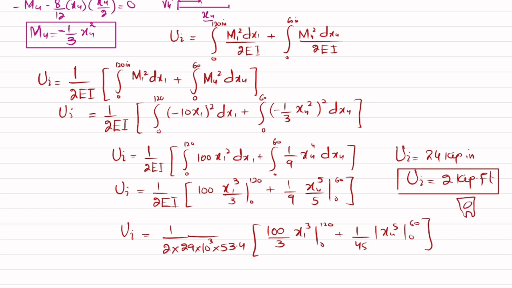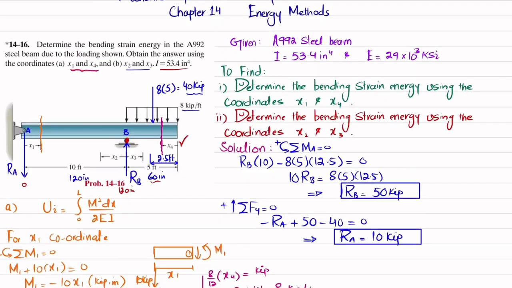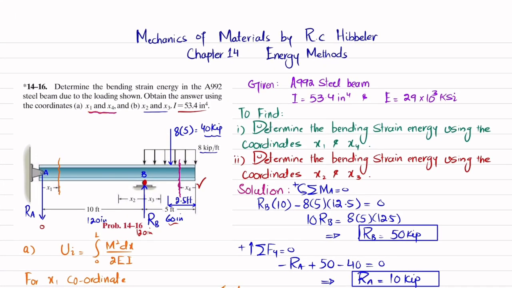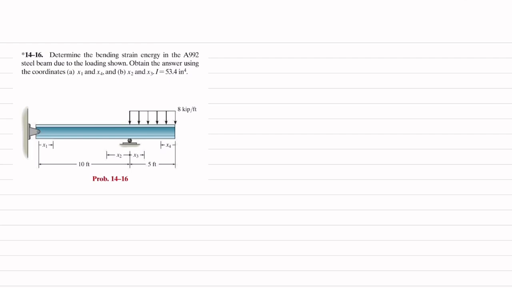Clear? Now we will move toward the second part, and in the second part we have been asked to find the bending strain energy due to coordinates x2 and x3. So let's move toward another page. In this we will solve part 2. For part 2 we will find the bending moment for coordinate x2. So x2 is here, so you can see you will cut the beam and take the right side portion.